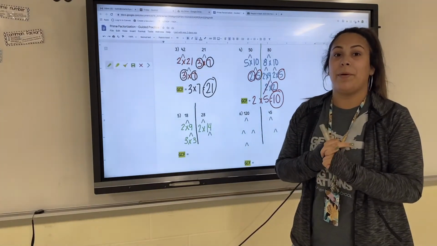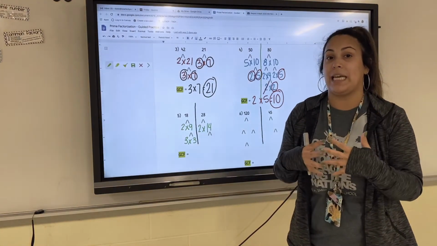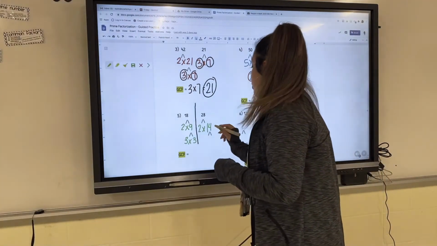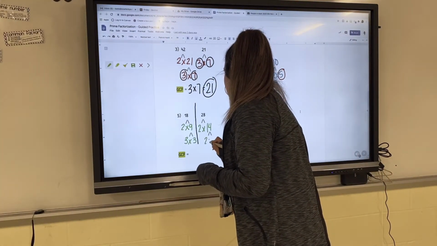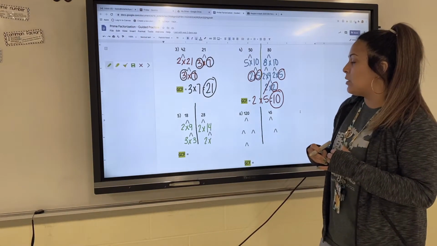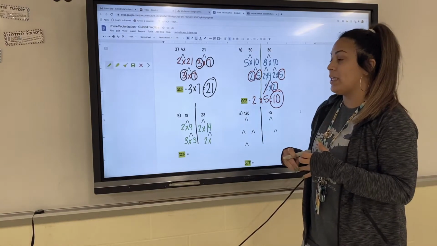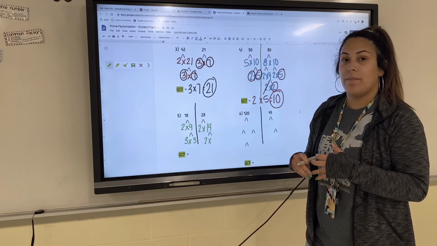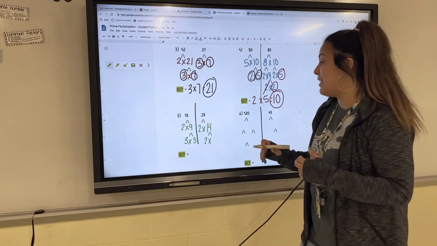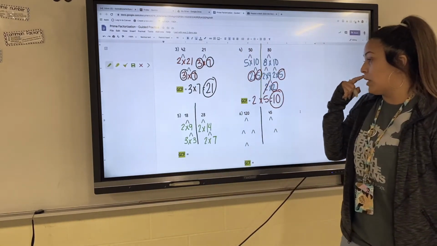14 is not a prime number because there's another factor set that can be multiplied together to get 14. I do know 14 is an even number, so I'm going to do 2 times. Now, what can I multiply together to give me 14? If you are thinking 7, the answer is correct. 2 times 7 is 14.